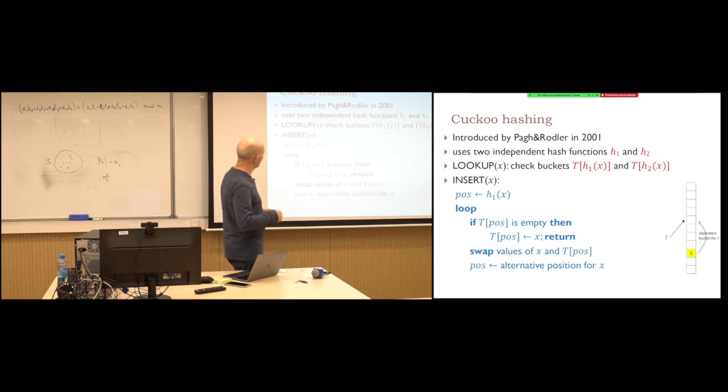Okay, let's look at this loop. We are about to place a key x in a position pos. If the location pos is empty, then we place the object there.